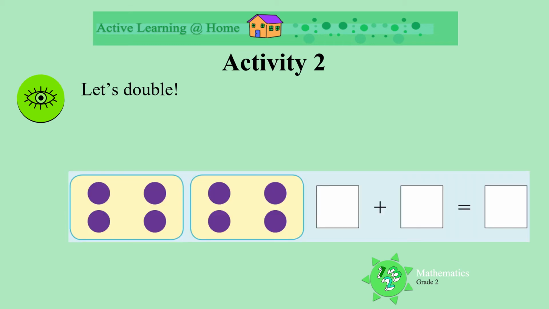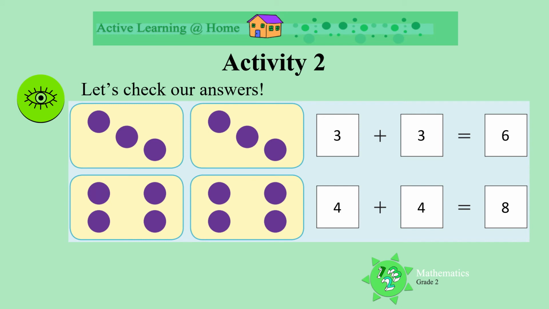Now let's do the same with these domino blocks. On the left-hand side, you have 2 blocks. Each block has 4 purple circles. Fill in these numbers in the blocks on the right-hand side. Let's check our answers. 3 plus 3 is equal to 6, so 3 doubled is 6, and 4 plus 4 is equal to 8, and 4 doubled is 8.